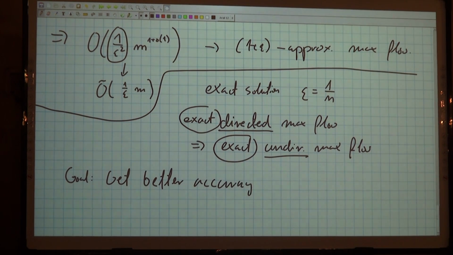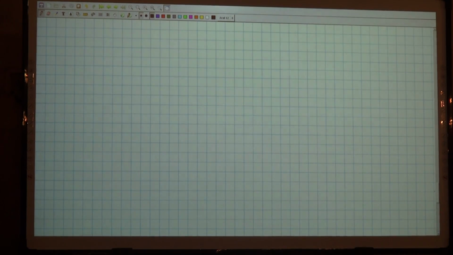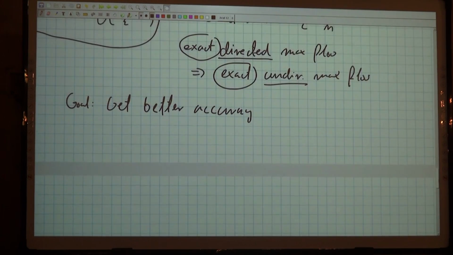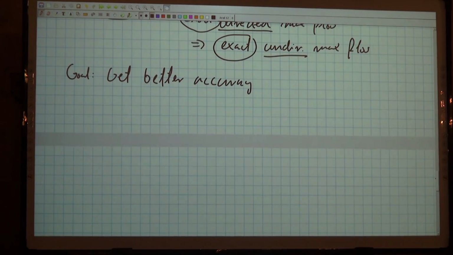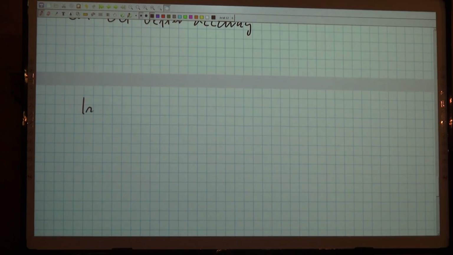Of course, once you know that's what you want to do, you can again look into the continuous optimization literature and learn what people do when they want to get an exact solution to a problem, and not these 1 over epsilon squared or poly 1 over epsilon kind of running times. And one powerful method that they use is something called interior point methods.